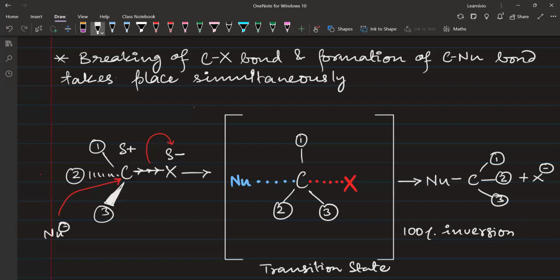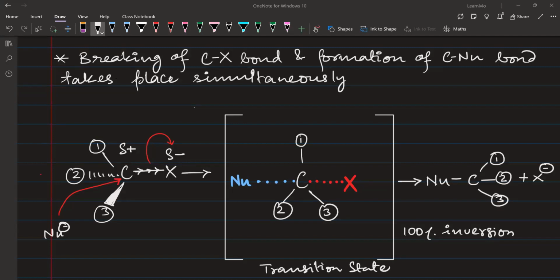The mechanism makes sense. This one, Rishita and Harsha. Yes, sir. So the transition state is the intermediate. Yes. No, it is not intermediate. Okay. थोड़ा सा फर्क होता है intermediate और transition state में.